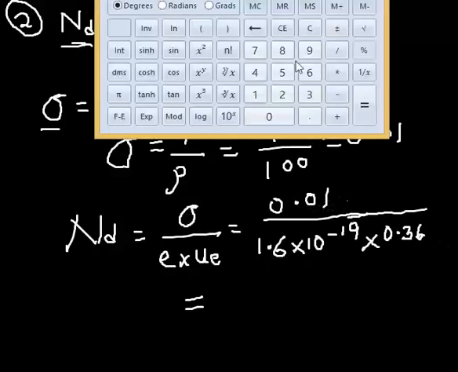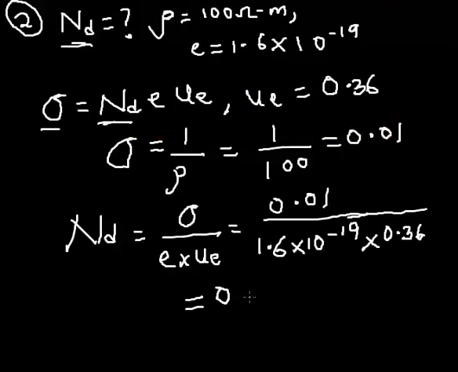Let's do that. 0.01 divided by bracket open 1.6 times 0.36 bracket close, equal to approximately 0.02. Don't forget, I still have 1 divided by 10 raised to the power minus 19, which is a reciprocal.